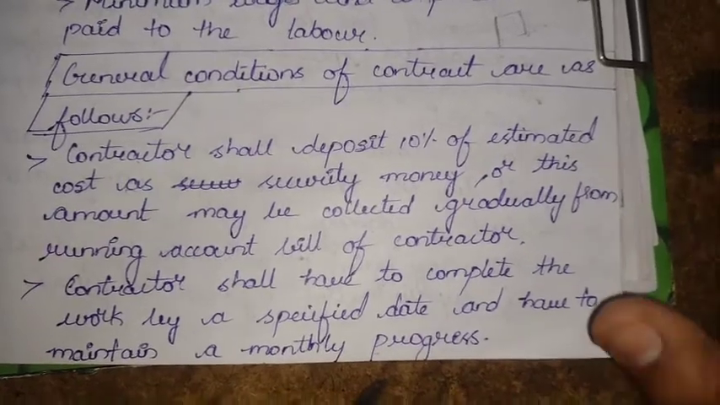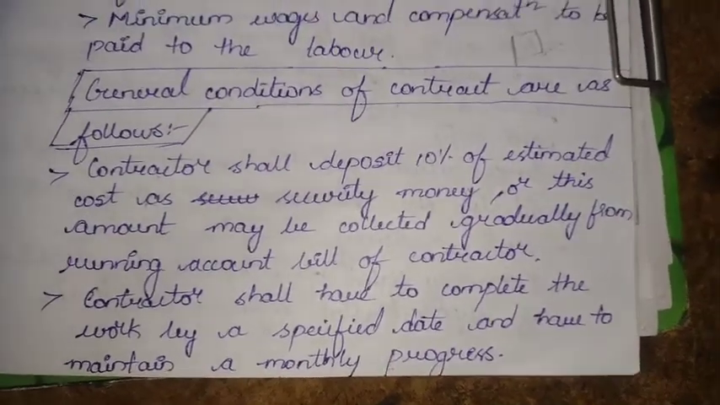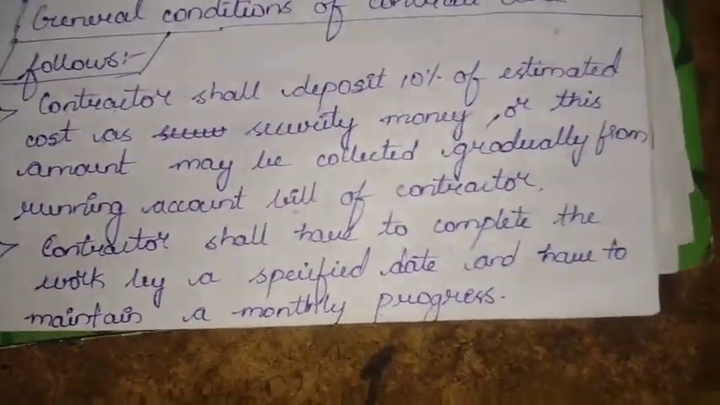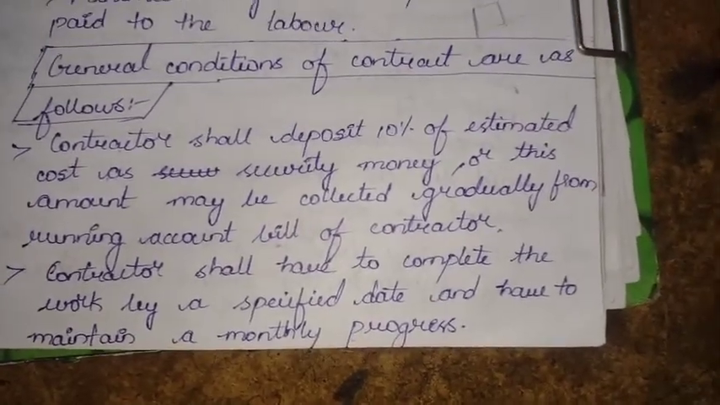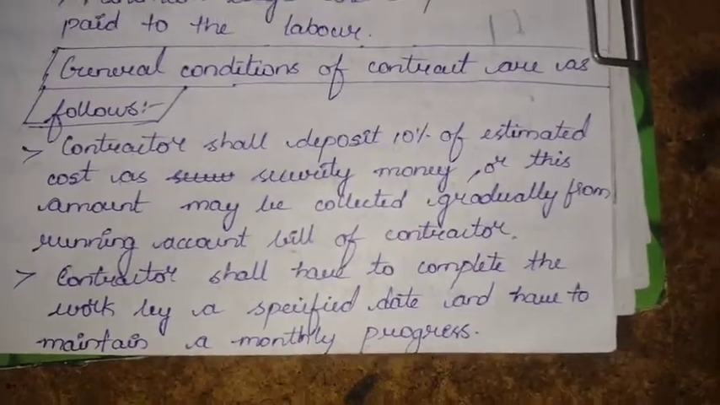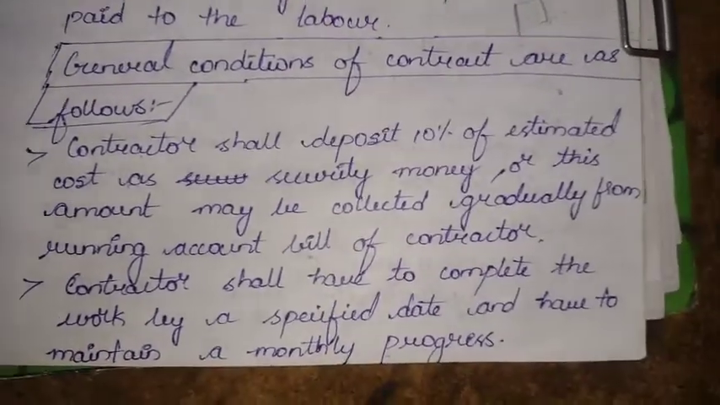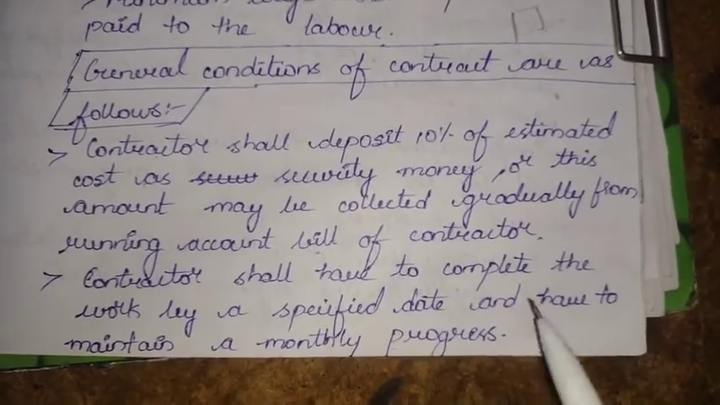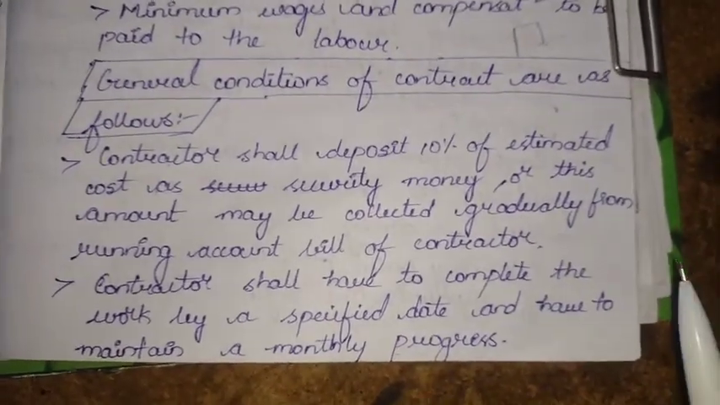Generally the contractor needs to pay the total security money initially, but sometimes we give the contractor a chance to pay it gradually, that is, at successive periods. Contractors shall have to complete the work by the specified date and maintain a monthly progress.